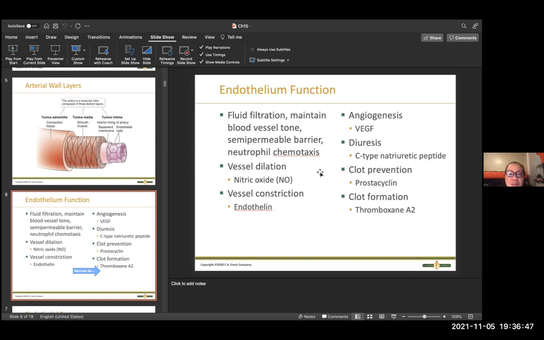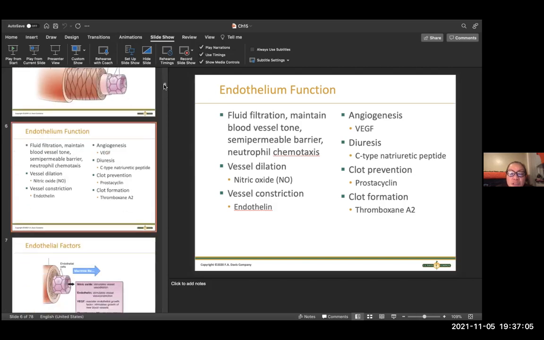Angiogenesis, what is this? VEGF. Did your teacher say anything about VEGF? Maybe we need to Google that. VEGF. You can look it up.